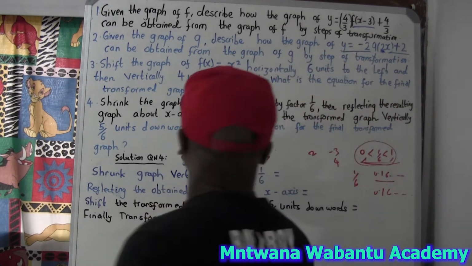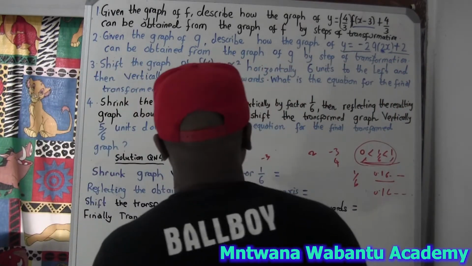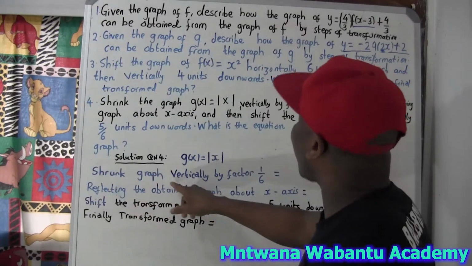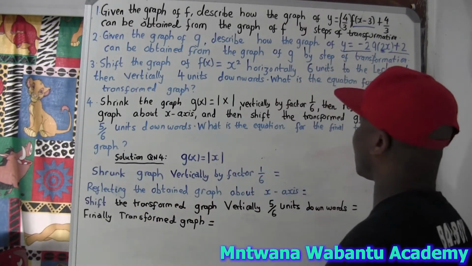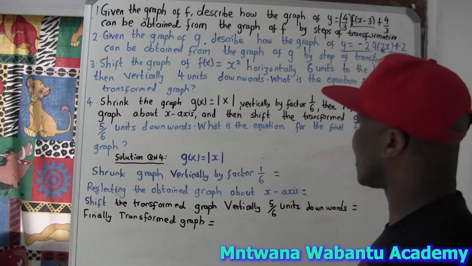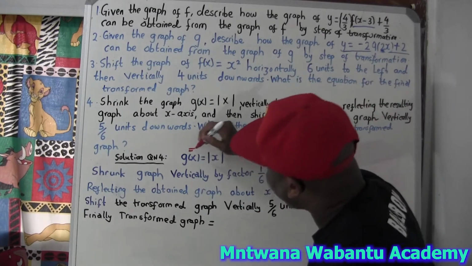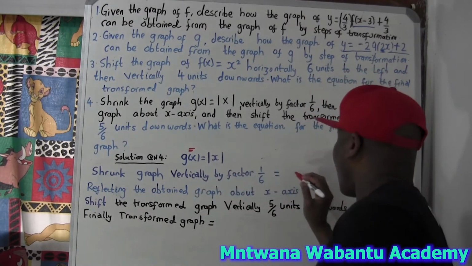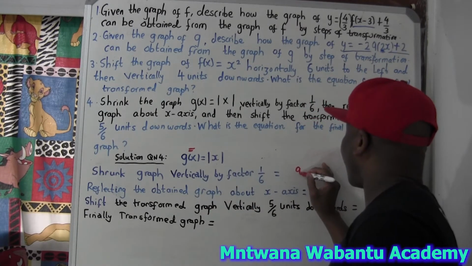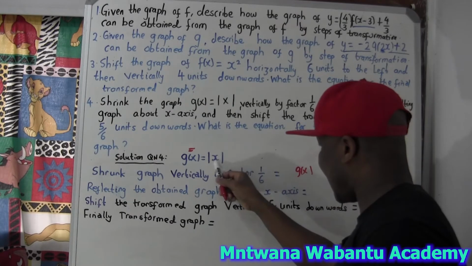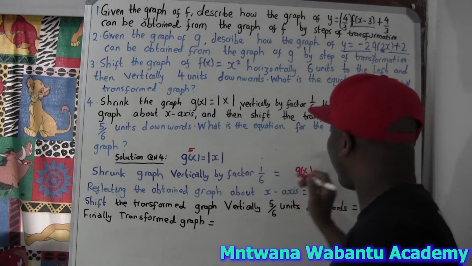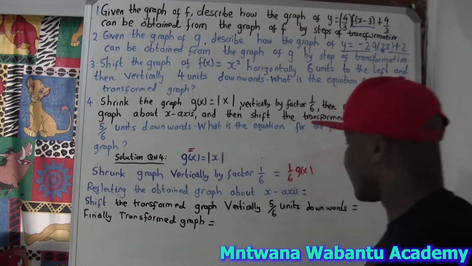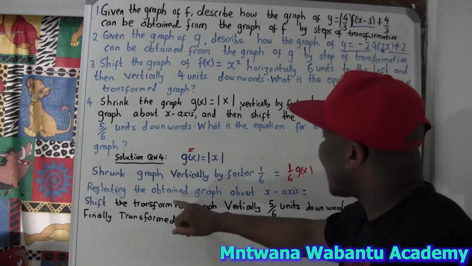Now we say shrink the graph vertically by the factor of 1 over 6. What is the graph? Our graph is g of x. So I'm going to take g of x, which is equal to this. This is g of x. By the factor of 1 over 6, g of x, which is equal to this, will be multiplied by a factor of 1 over 6. There we go. Reflect the obtained graph.